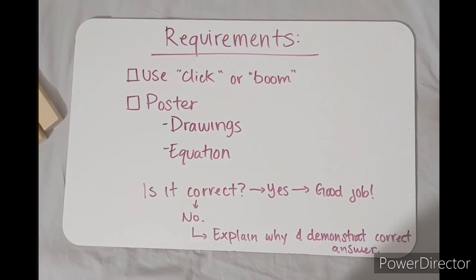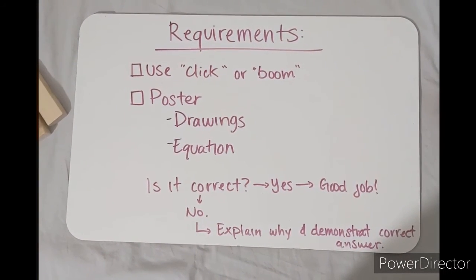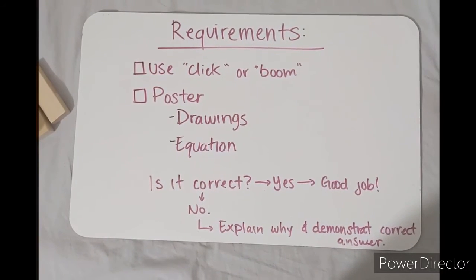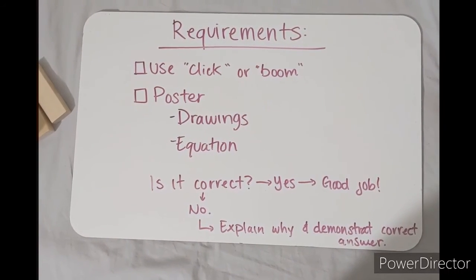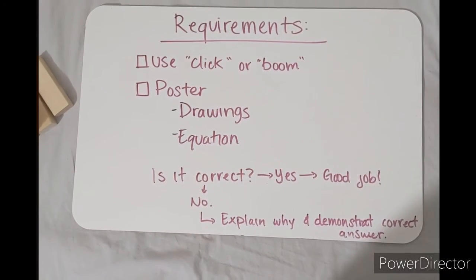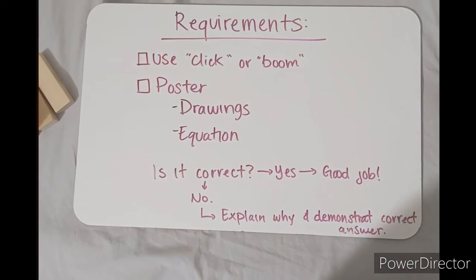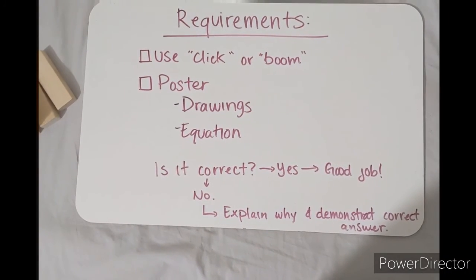To evaluate the students, they will be placed into groups and given 1 addition or subtraction problem. As a group, they have to solve the problem using at least 2 different manipulatives. It is required that they use the click or boom sound when they go up and solve their problem. They will create a poster using printer paper and markers or crayons. They can be as creative as they want.